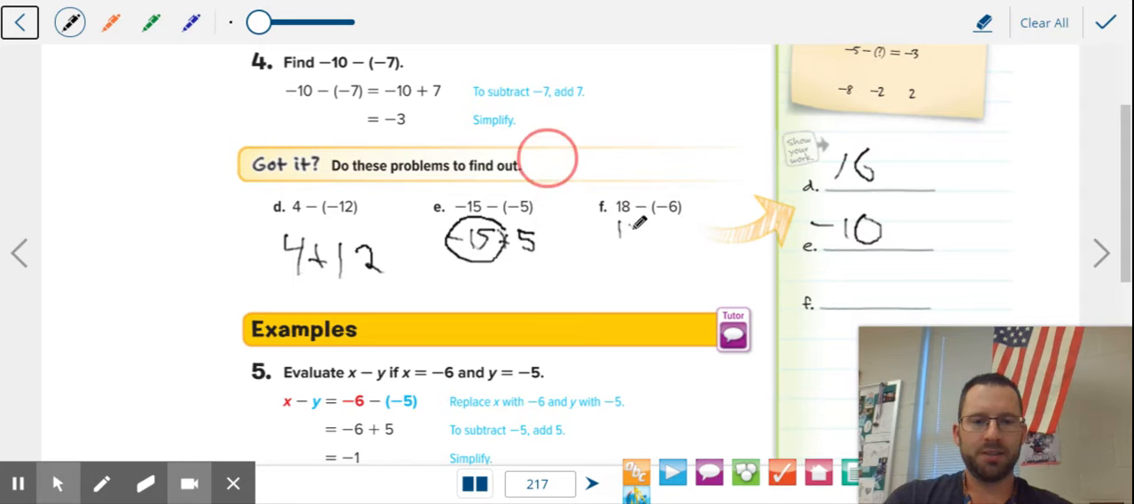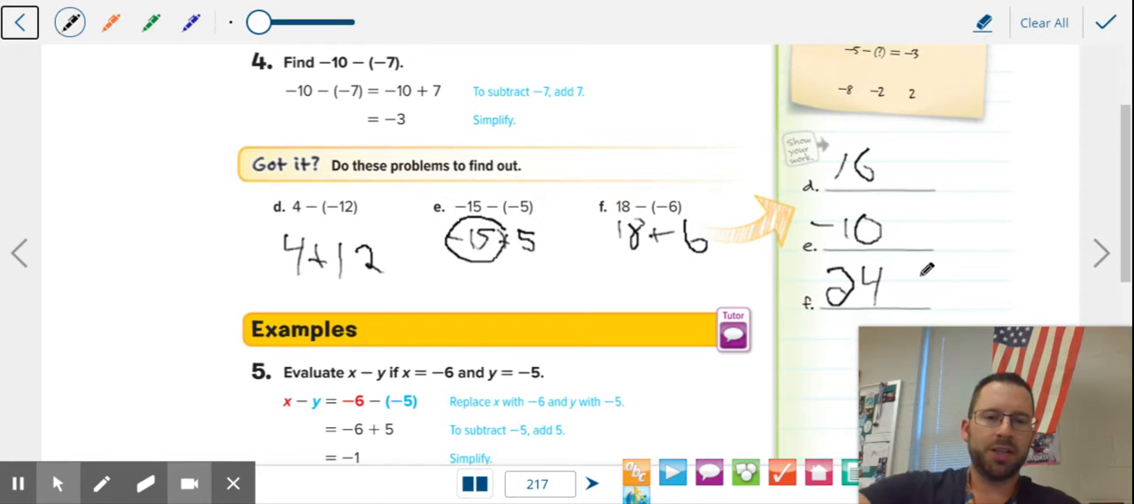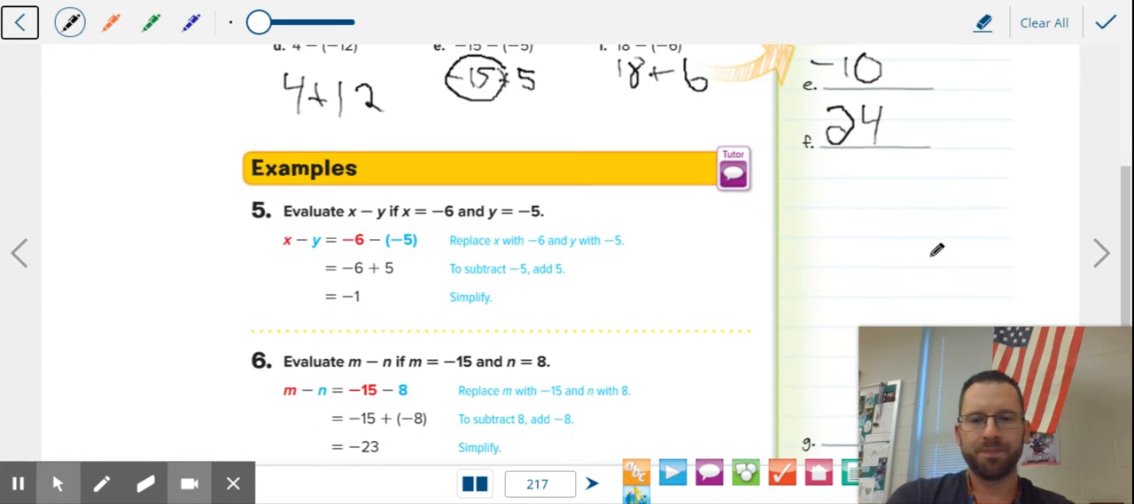Here we have 18. Change to addition. Opposite of negative 6, positive 6. Now it's just a simple addition problem. Normally, when you change it to addition with these weird double negatives, you're taking away a negative. Taking away a negative is really addition, just straight up addition, because you're doing a double negative right there.